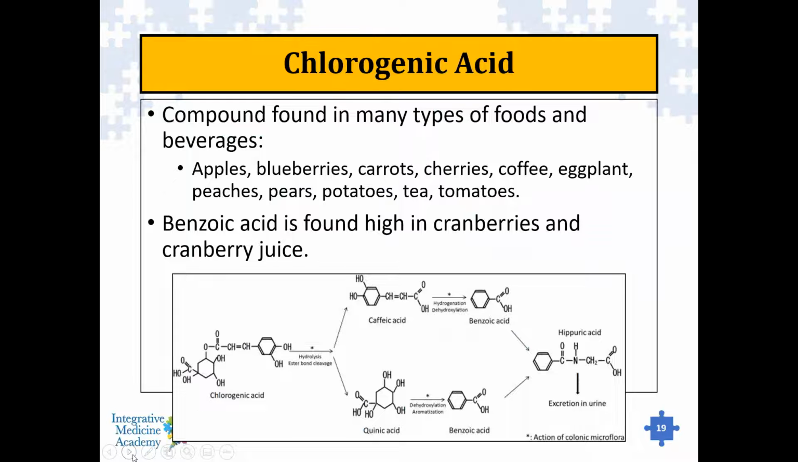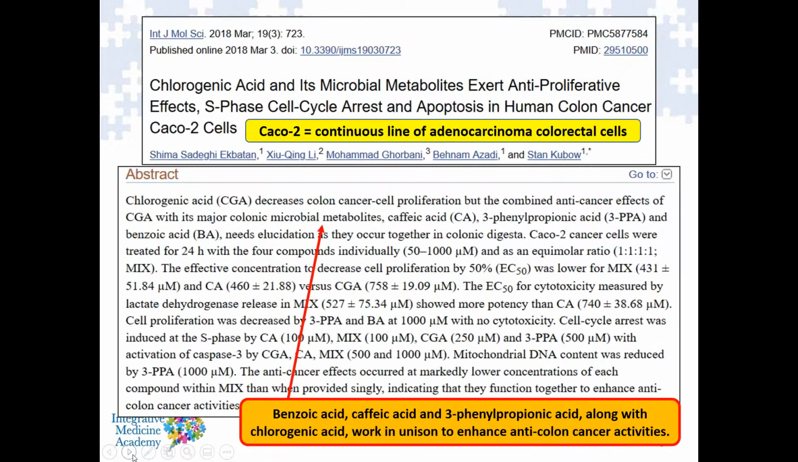So again, if it's elevated, you need to look back and say, well, what is this person's diet? Do they drink coffee, etc.? And again, is it clinically significant? Benzoic acid is also found in cranberries and cranberry juice. What's interesting about chlorogenic acid in association with other types of acid, caffeic acid, also something called 3-phenylpropionic acid, is these things work in unison and have anti-colon cancer activities. So in many regards, just because it's elevated doesn't necessarily mean it's an issue.